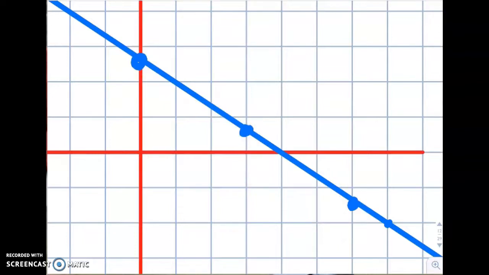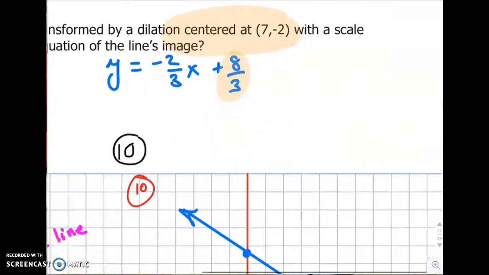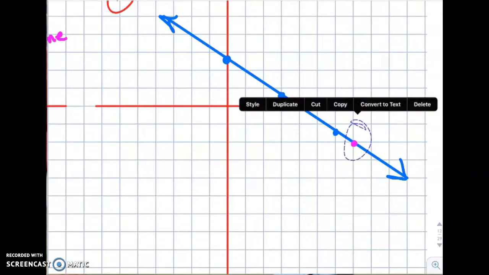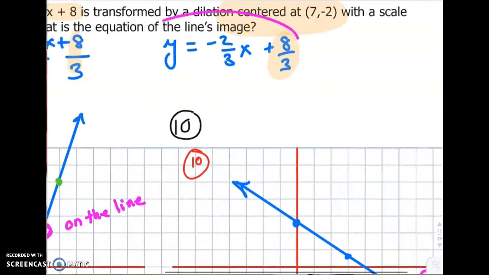And even if you couldn't graph this perfectly on your own, look where the center of dilation is. (7, -2). Well, if I go over to (7, -2), 1, 2, 3, 4, 5, 6, 7, 1, 2. There it is again. It happened a second time. The center of dilation is actually on the line, which means that is your answer.